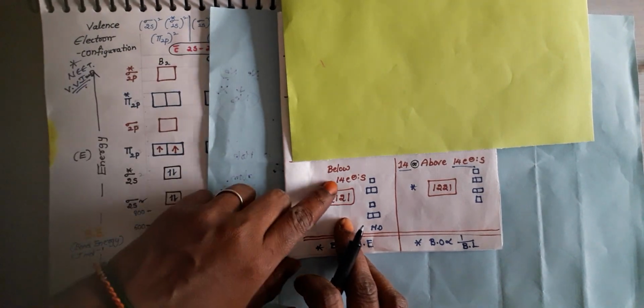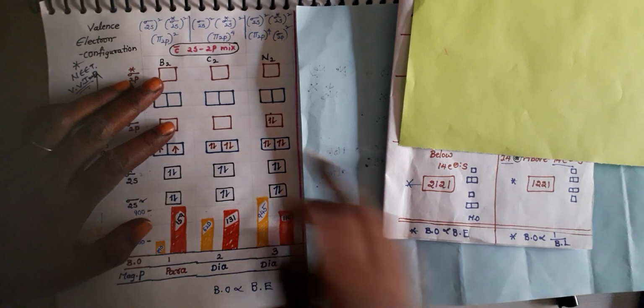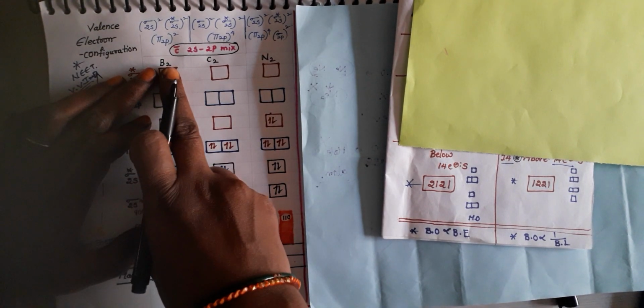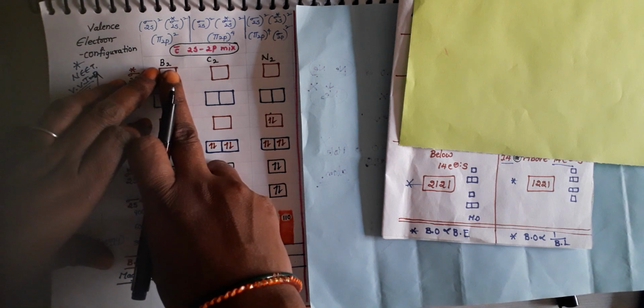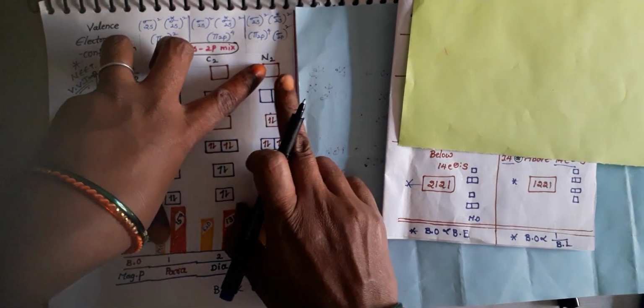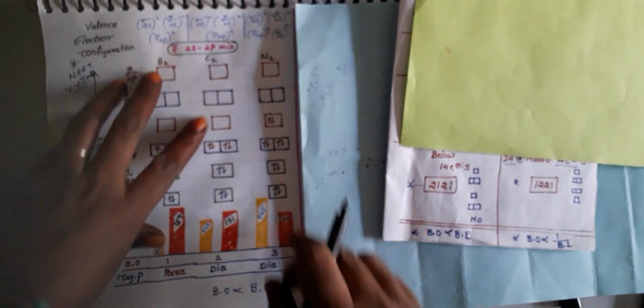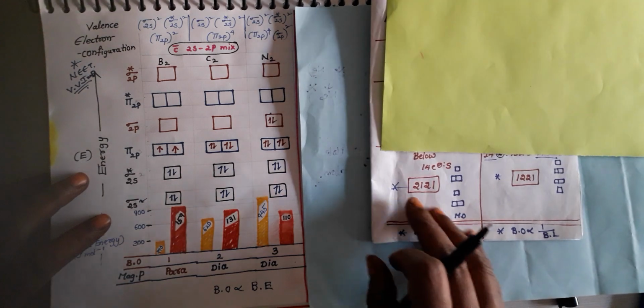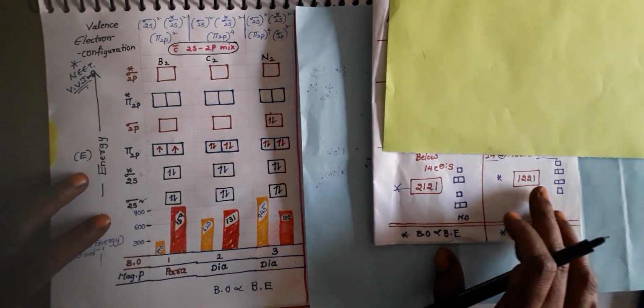What is it for? Below 14 electrons. If you see here, for the boron, carbon, nitrogen molecules, boron has a total of 10 electrons, carbon 12, and so on. We have to remember this trick, 2 1 2 1 and 1 2 2 1.